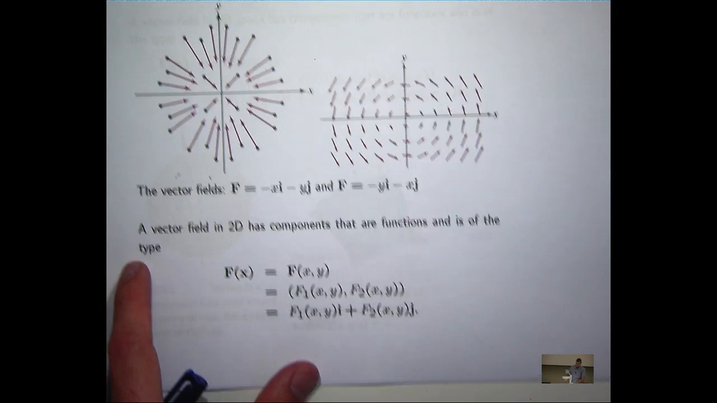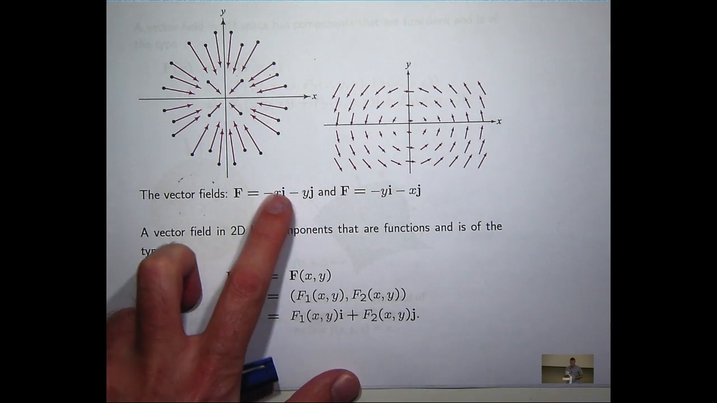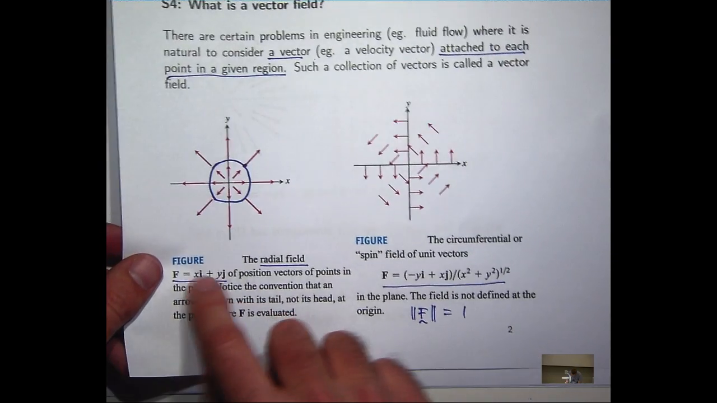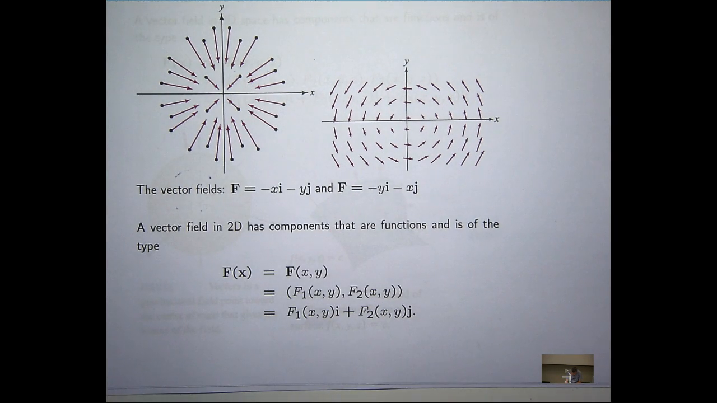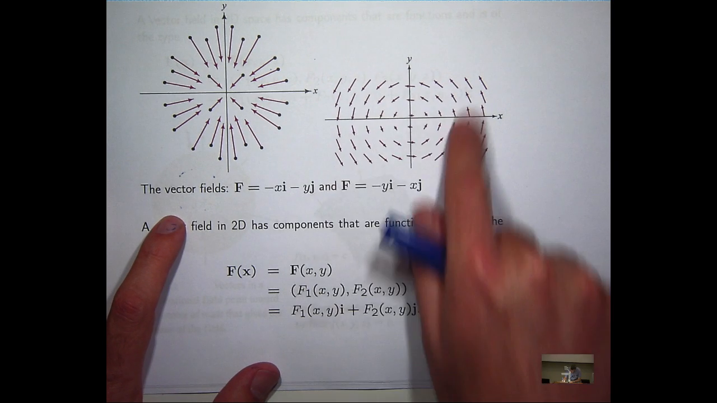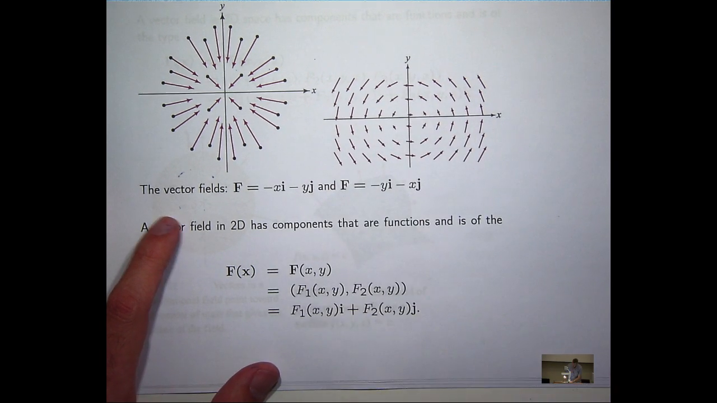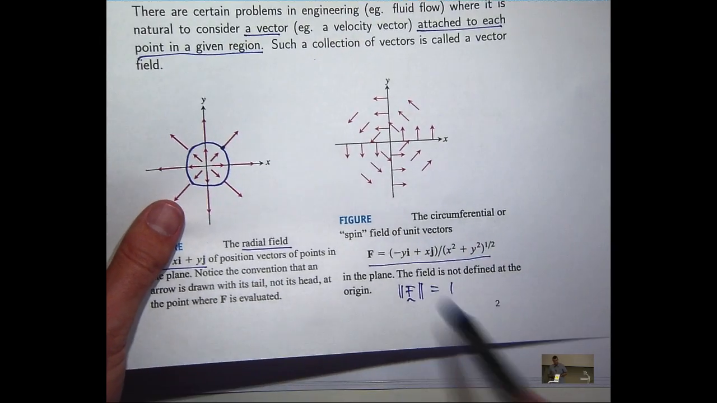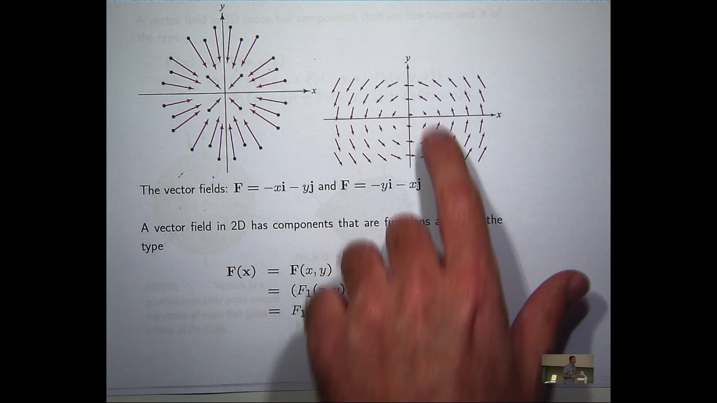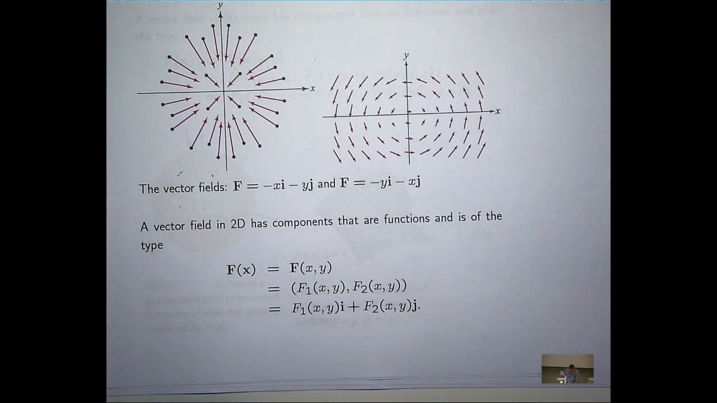Here's a couple of other ones. So this is basically the same as your radial field, except we've got minus signs. So you would expect the vectors to point in the opposite direction. So instead of pointing away from the origin, they're all pointing toward the origin. Here's another vector field. So here we've got minus y i minus x j. We had something a little bit different over here, and there's a sketch of some of the vectors associated with that.